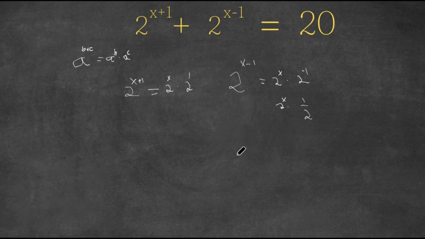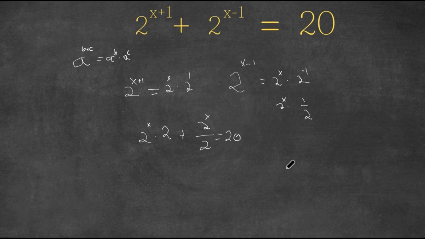So now that we know this, why don't we write our equation in its simplified form? So we're going to have 2 to the power of x times 2 to the power of 1, which is simply 2, so 2, plus 2 to the power of x times 1/2, which is the same thing as 2 to the power of x over 2. And this is still equal to 20.